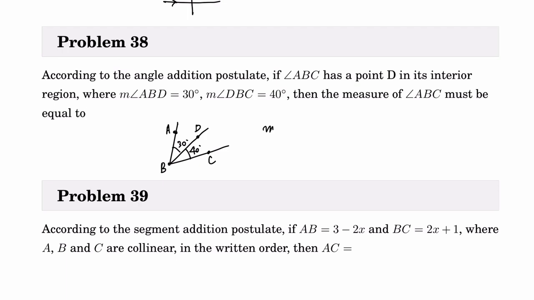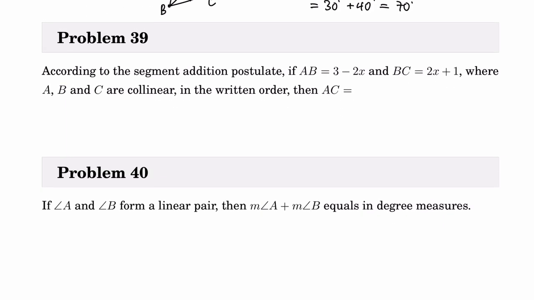So let's just try to write it down. The measure of ABC is in fact the same thing as the measure of ABD plus the measure of DBC. And that will be 30 plus 40 by the substitution property, and this would be in fact 70. So the answer for our question must be 70.